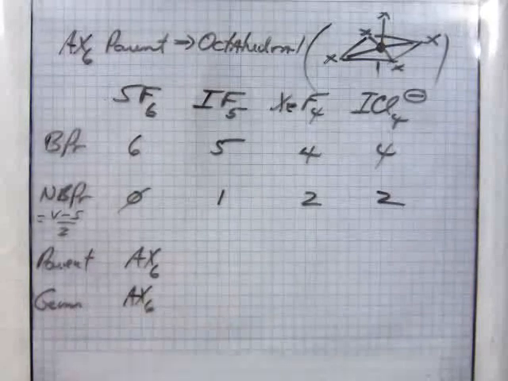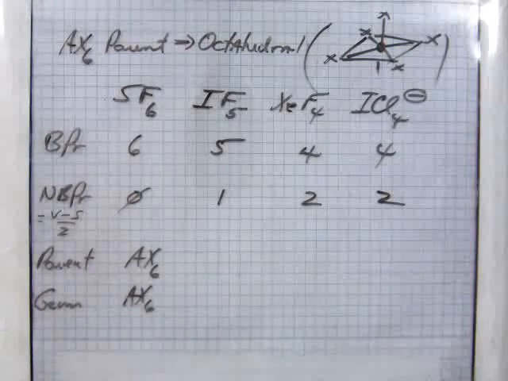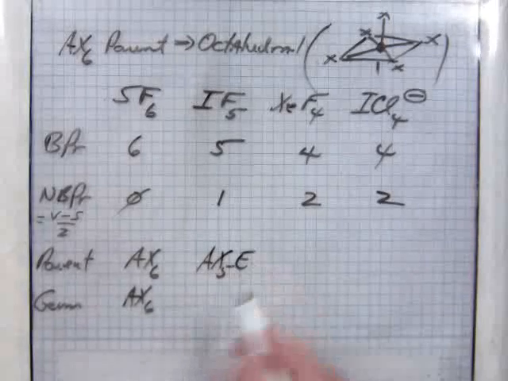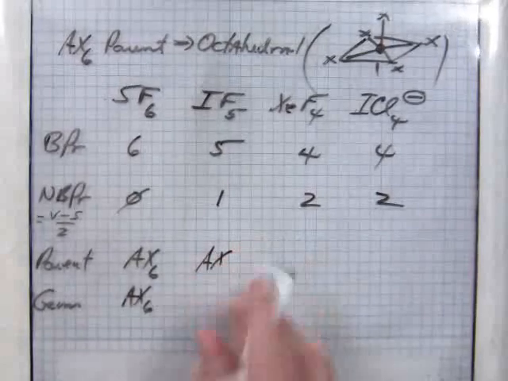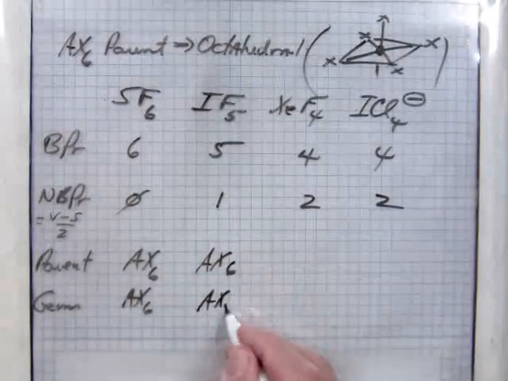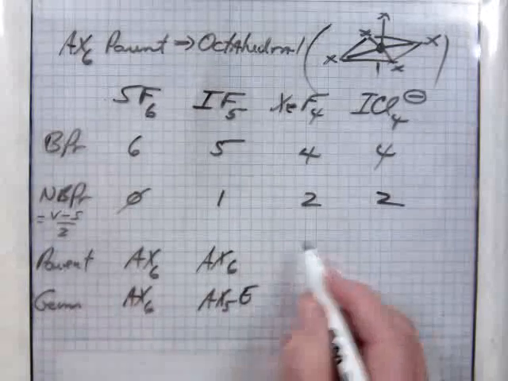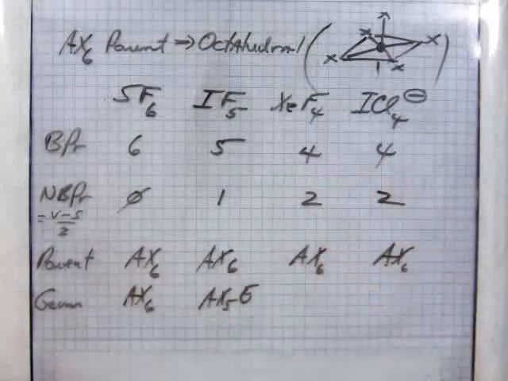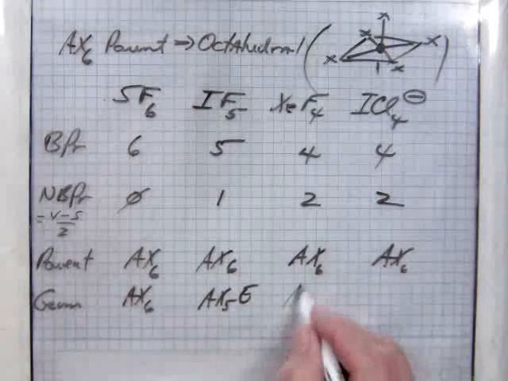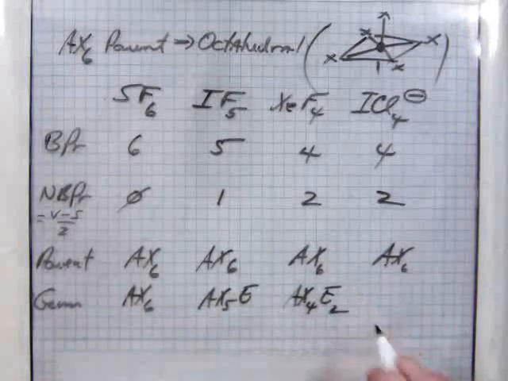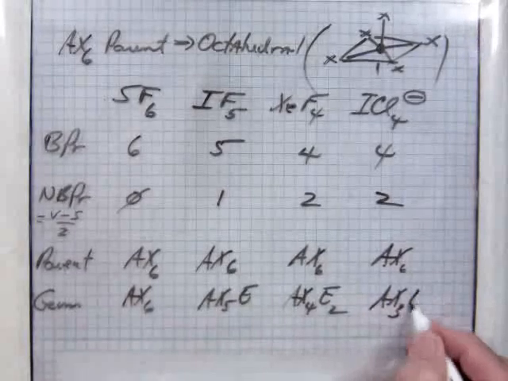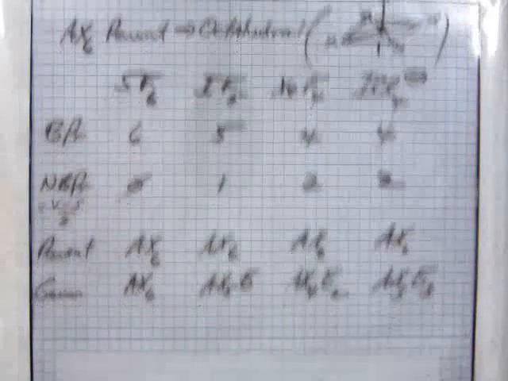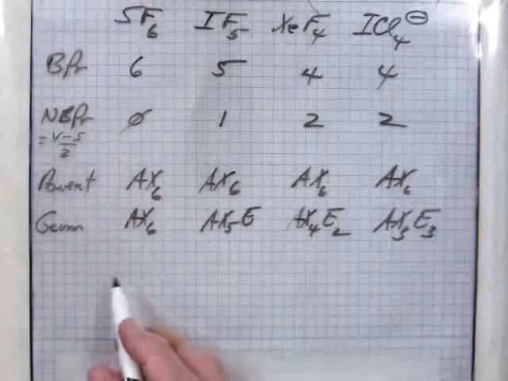And so hopefully by now you're seeing the pattern that I'm trying to teach you. And so that's an AX5E1, AX6 parent, sorry, an AX5E geometry. All of them are AX6 parents, as you add the bonded pair, non-bonded pair, and so this is an AX4E2 and AX3E3. So from that, we need to draw out the geometries of each one based on what I've shown you.